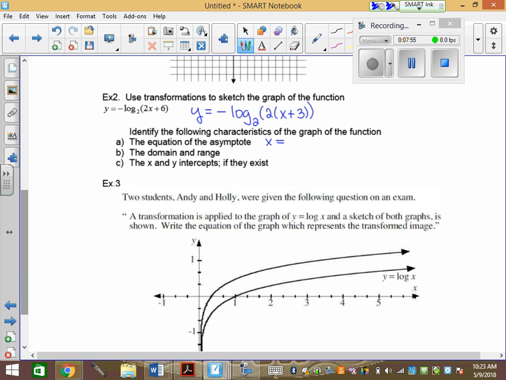X equals negative 3. This is true. What's my range for every log unless it's a word problem? Y-er. Did it first because it's the easier one. Or negative infinity to positive infinity. We agree? The domain is going to be x such that x is greater or less?